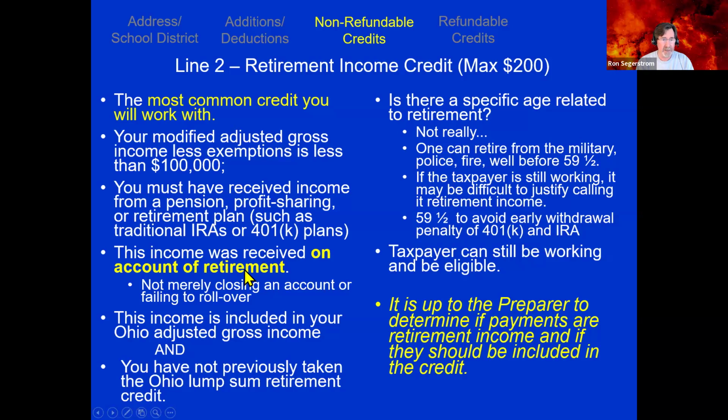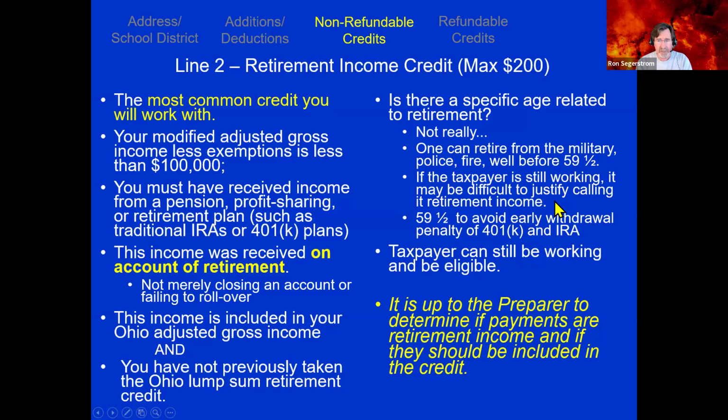It has to be received on account of retirement and included in your Ohio adjusted gross income, and you have not previously taken the Ohio lump sum retirement credit. Is there a specific age related to retirement? Not really. You think about 59 and a half, but you can retire from the military, police, or fire well before you're 59 and a half.